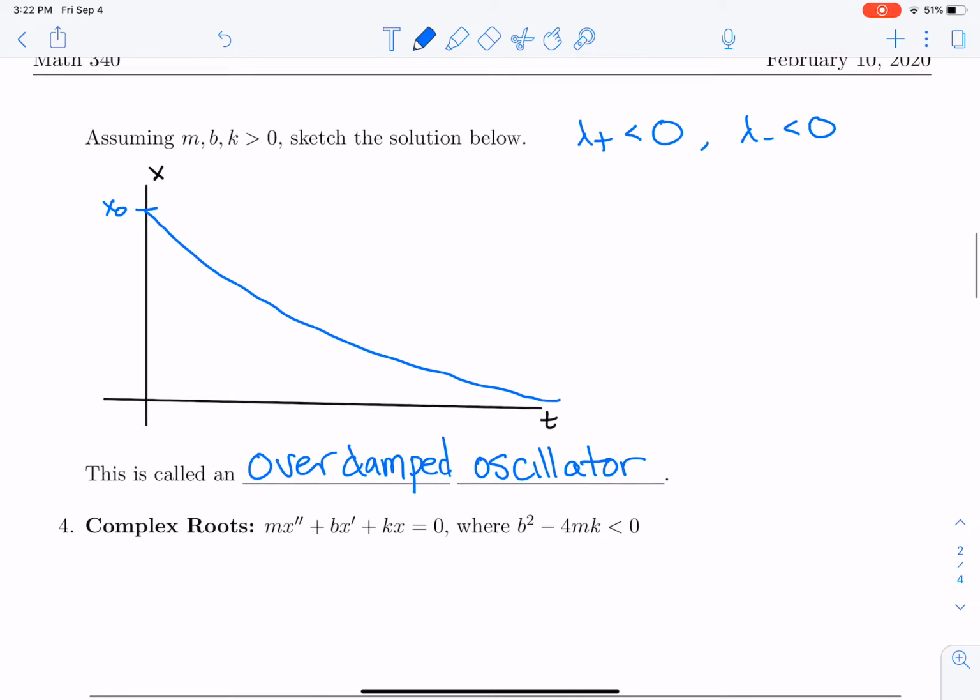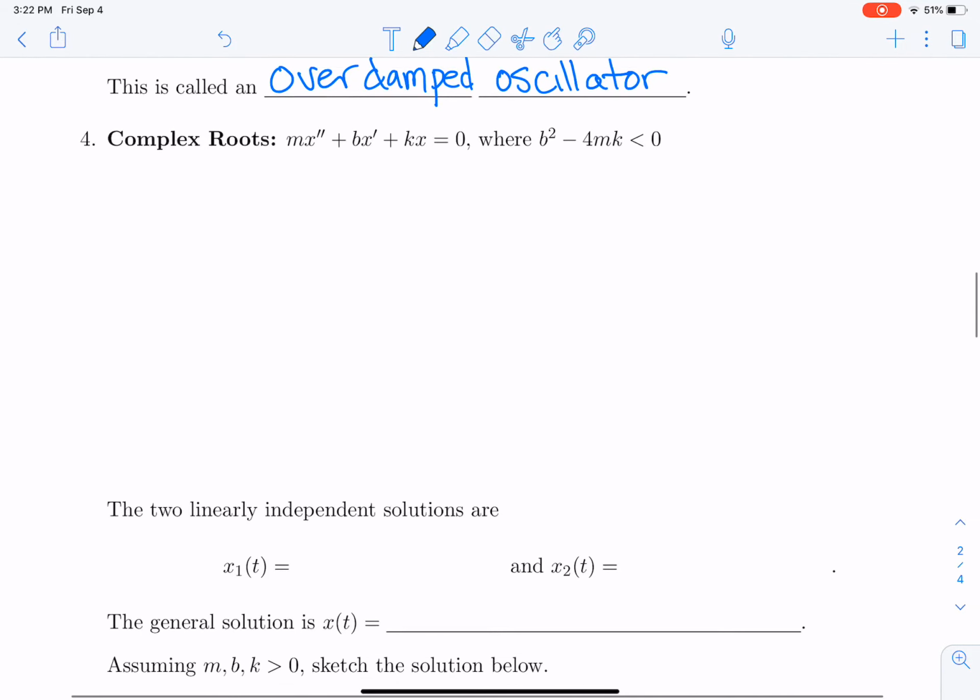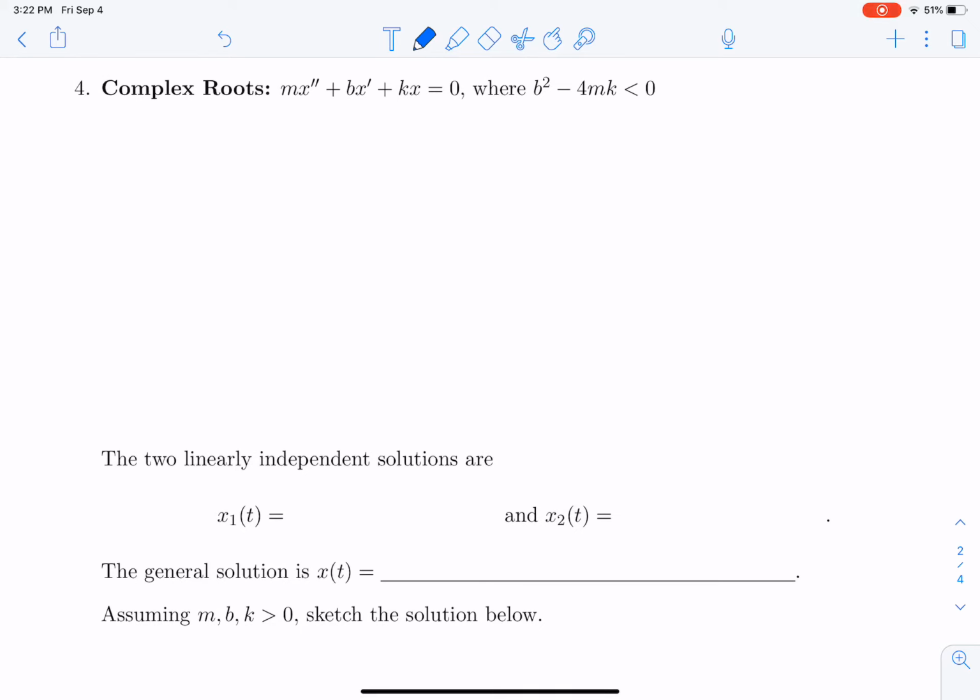Okay, let's look at what happens in the scenario where we have complex roots. Okay, in this case, I'm going to think about my lambda plus and minus as being minus b over 2m, because that's the real part, plus or minus i times some number, we'll call it omega. Omega is essentially the negative of everything that's in the square root.